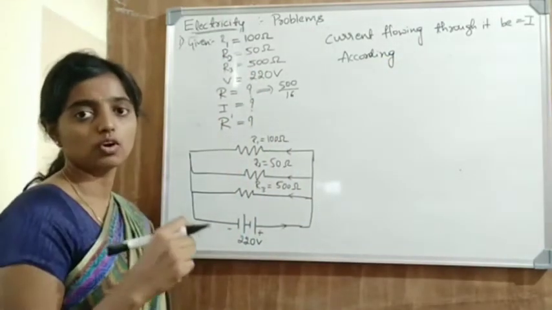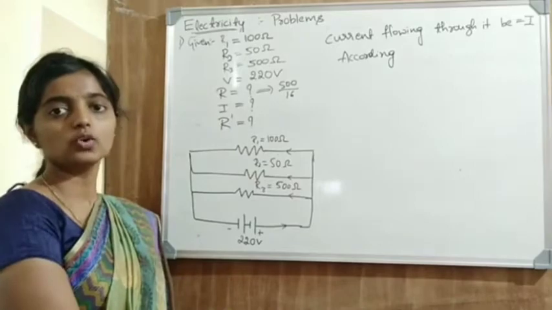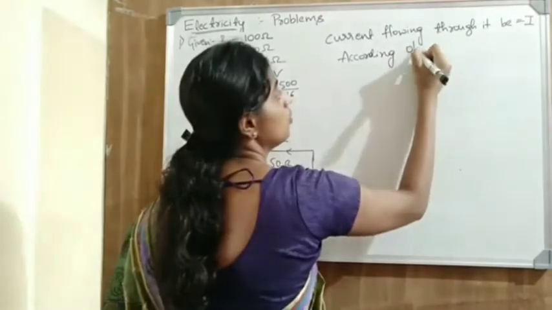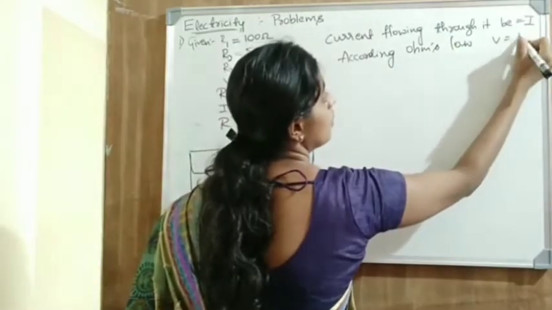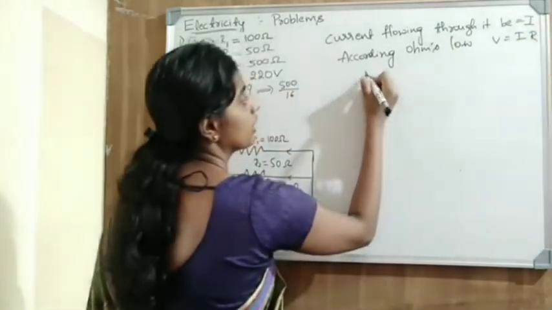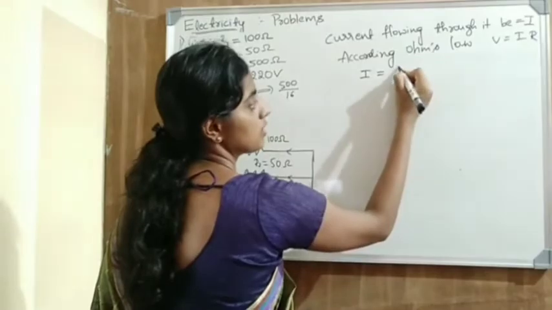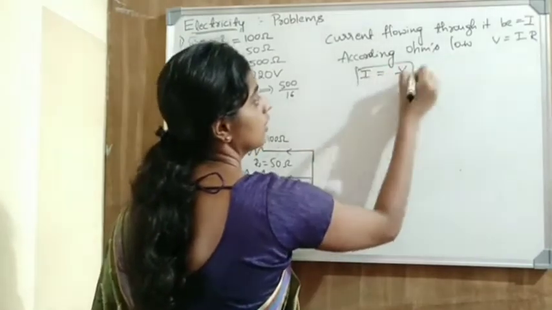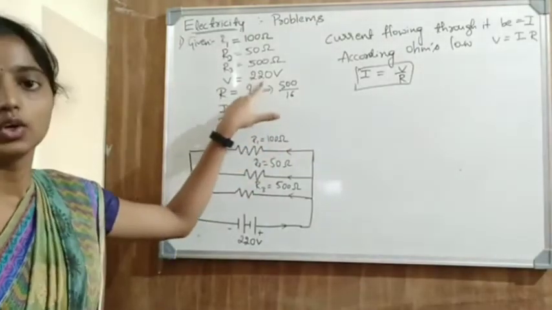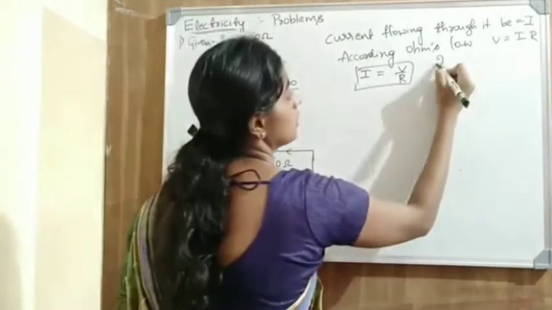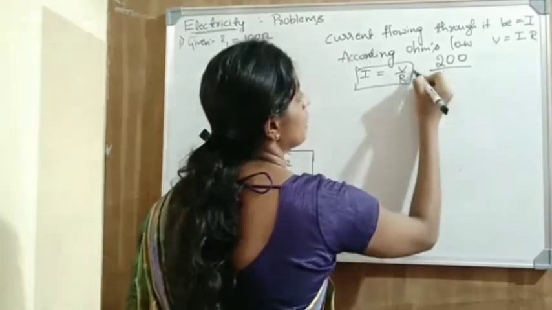Go back to Ohm's law. What is Ohm's law? V is equal to IR. According to Ohm's law, V is equal to IR. Now we need to find out I. Therefore, what happens? I is V by R. Right. We have almost all the terms. What is V? V is here, 220 volt. Substitute to this formula.